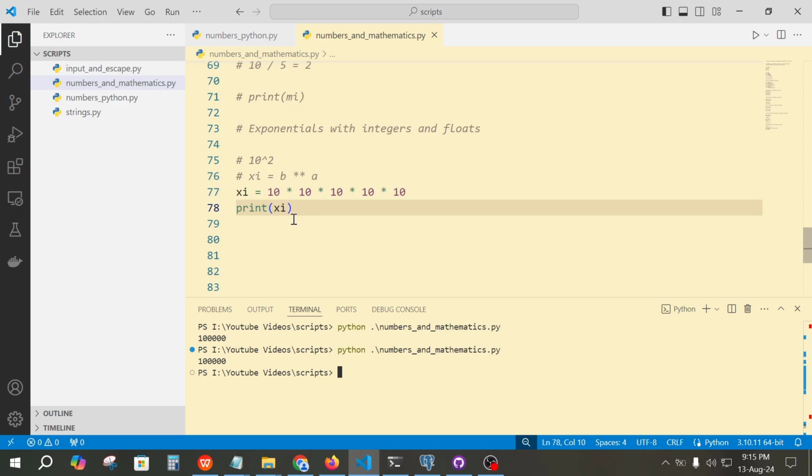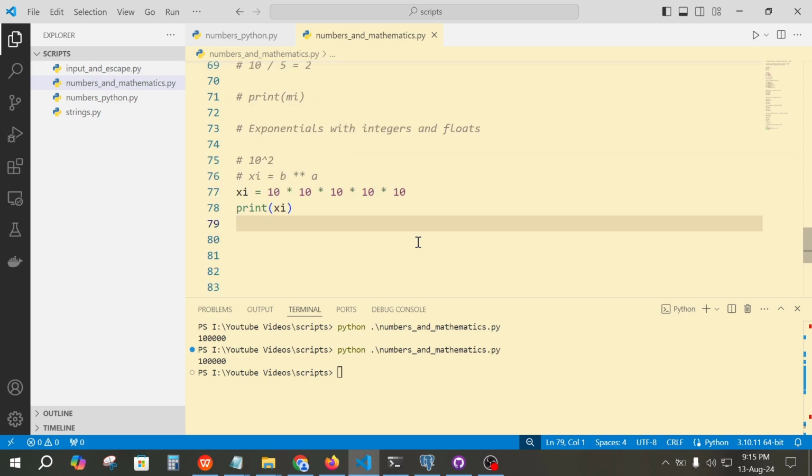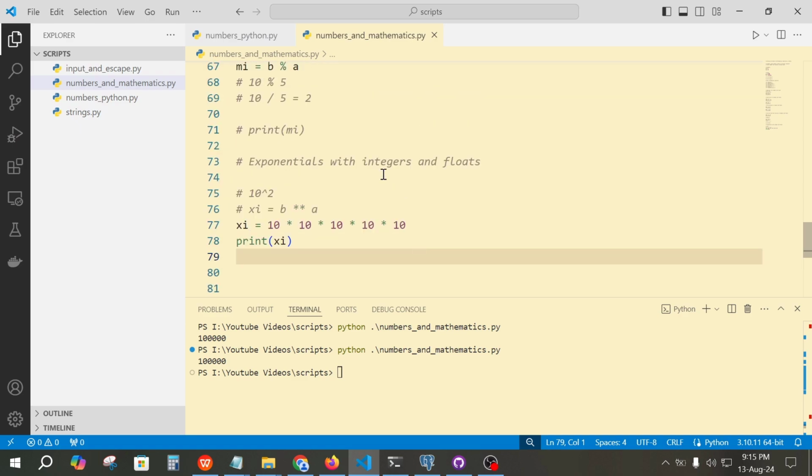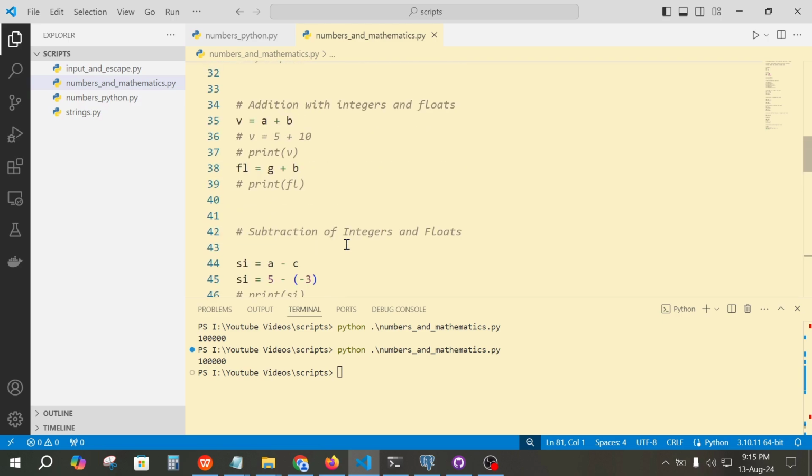I hope you understand the exponential part. Next we will cover the basic functions in the numbers part.